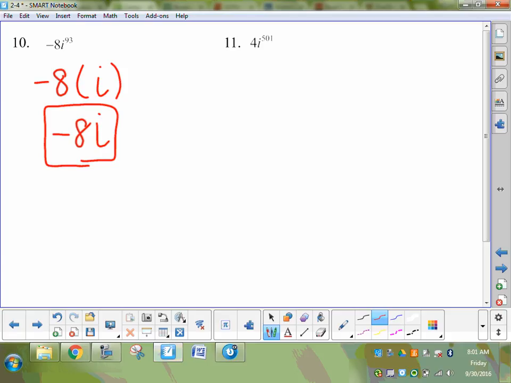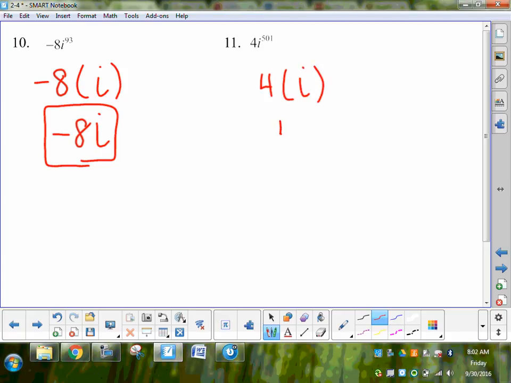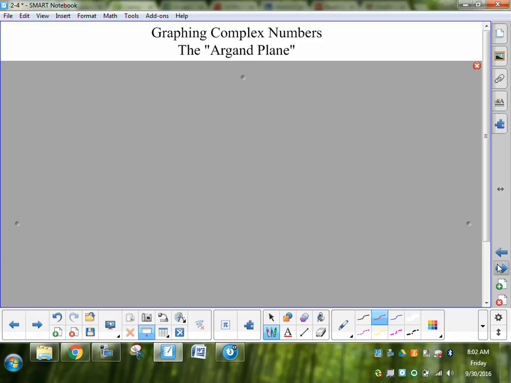Take a look at 11. I to the 501st. Hands up, please, if you can tell me what that's going to give you. Think about what's going to be nearby. It's going to be an i. So this would be 4 times i, which is 4i.